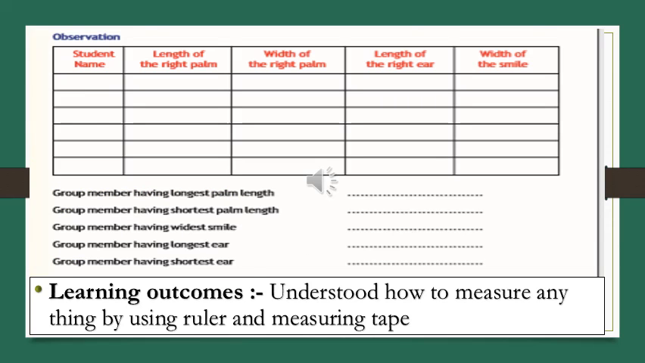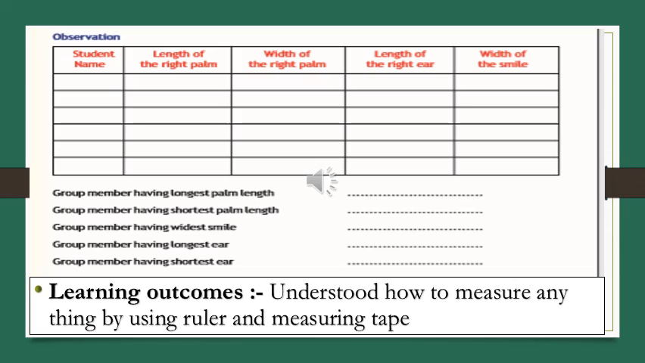See here, this is the observation table. Instead of students' names, you have to write down the names of 3 members of your family. Then write down the length of the right palm, width of the right palm, length of the right ear and the width of the smile. And then from this interpret which group member has the longest palm, which group member has the shortest palm length, the widest smile, longest ear and shortest ear. So measure and then interpret the data.